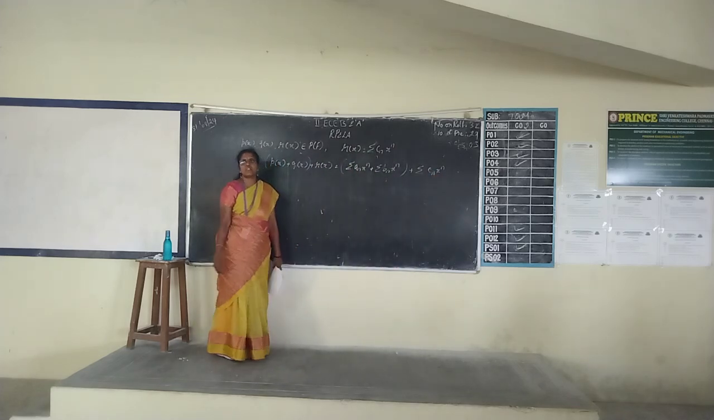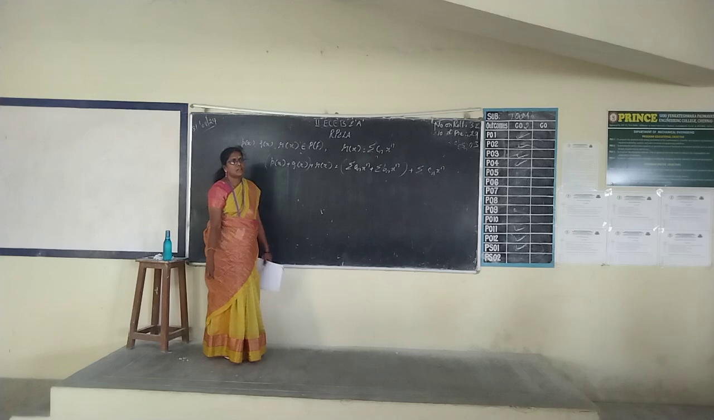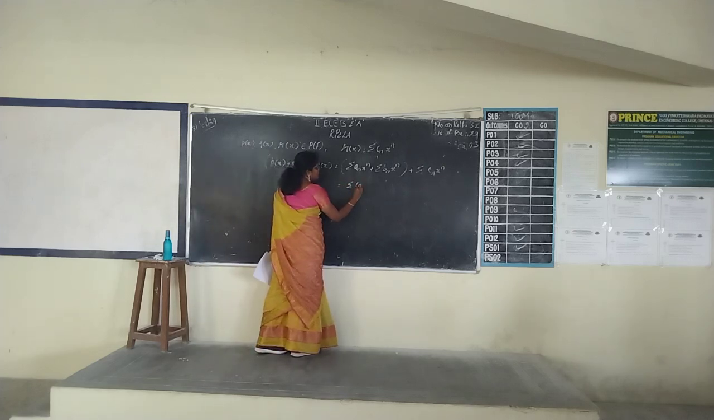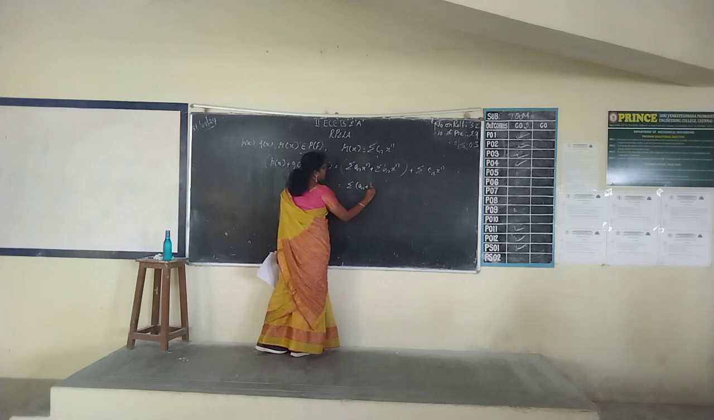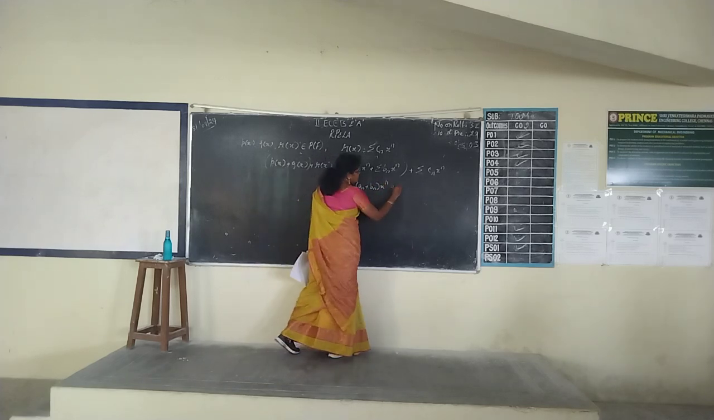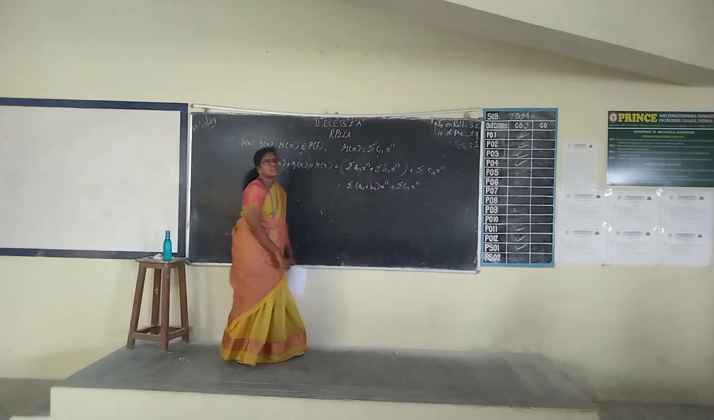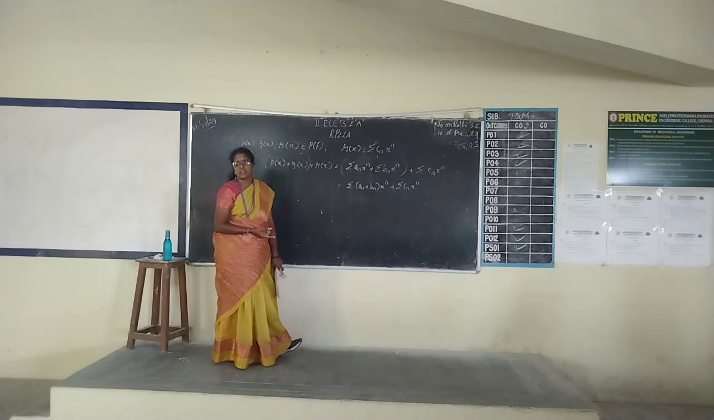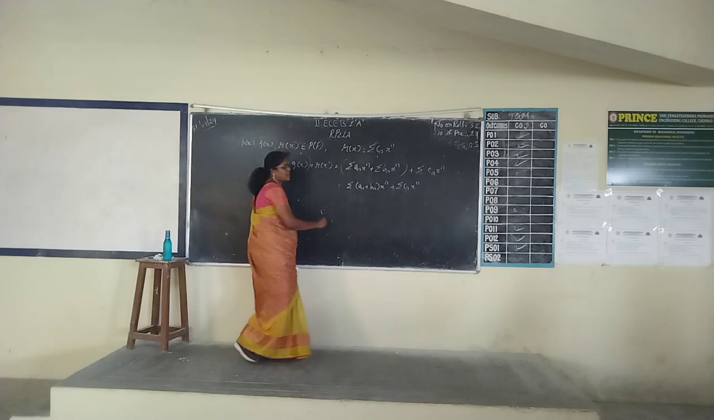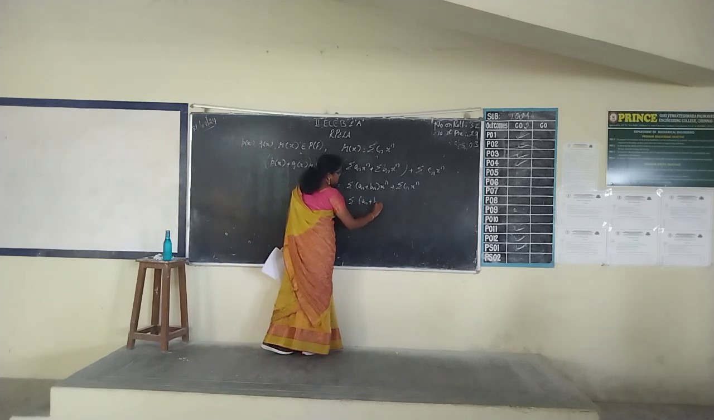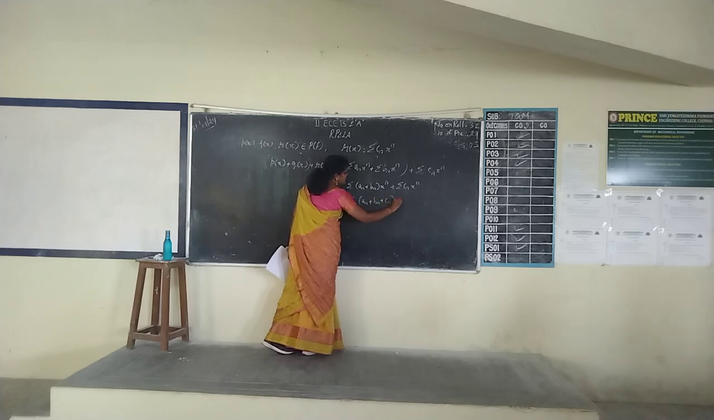How will you write your first term? Summation of a n plus b n times x power n, plus summation of c n x power n. So again it is addition of two polynomials. How can we rewrite it again? Summation of a n plus b n plus c n times x power n.